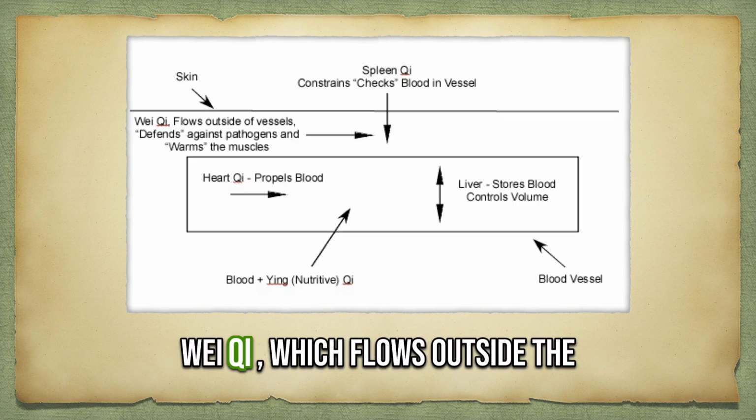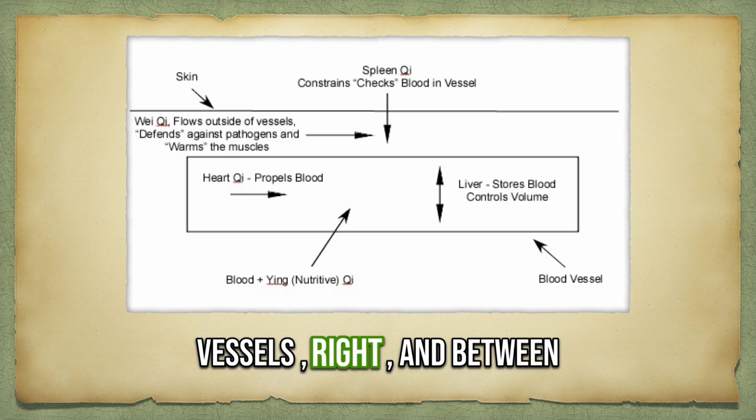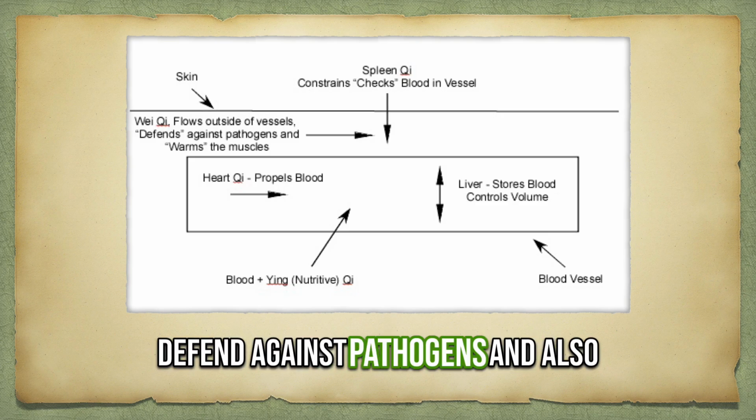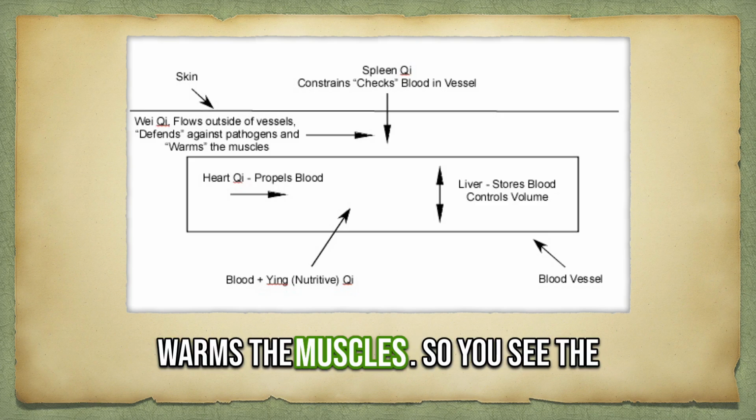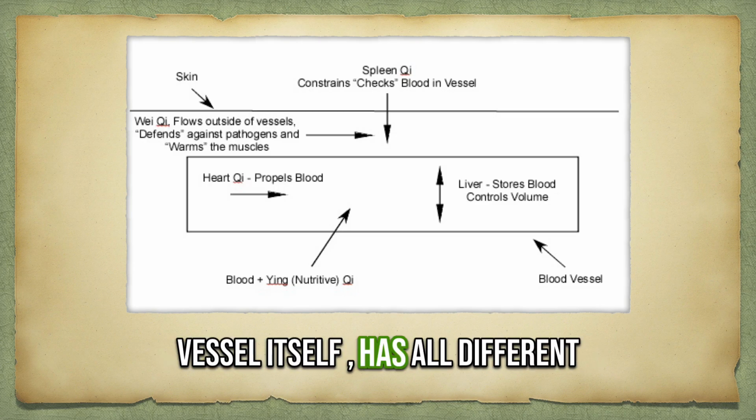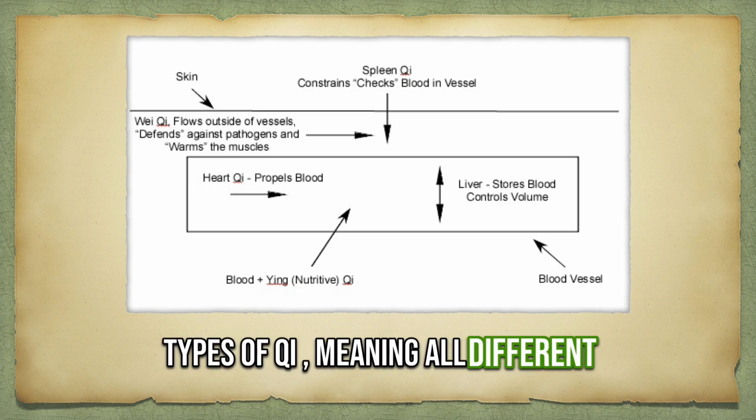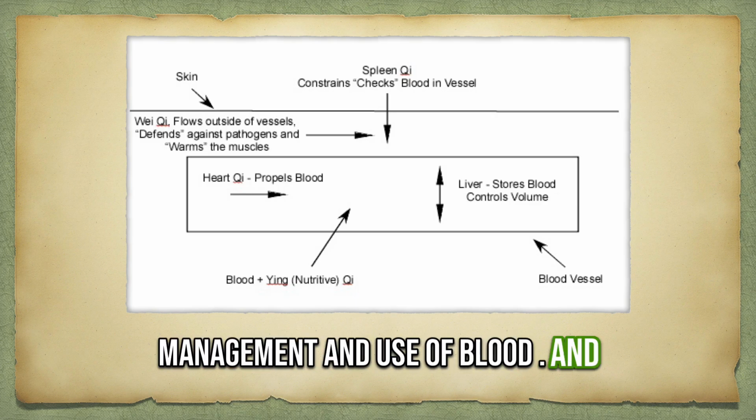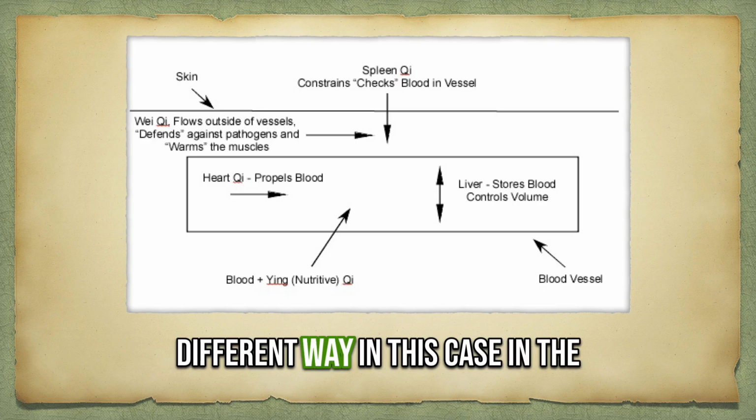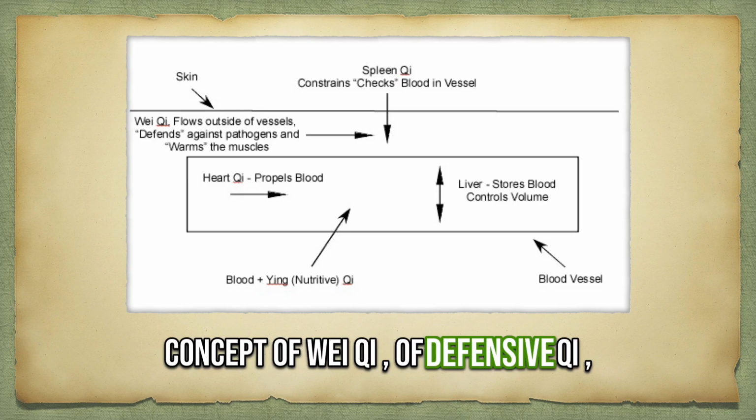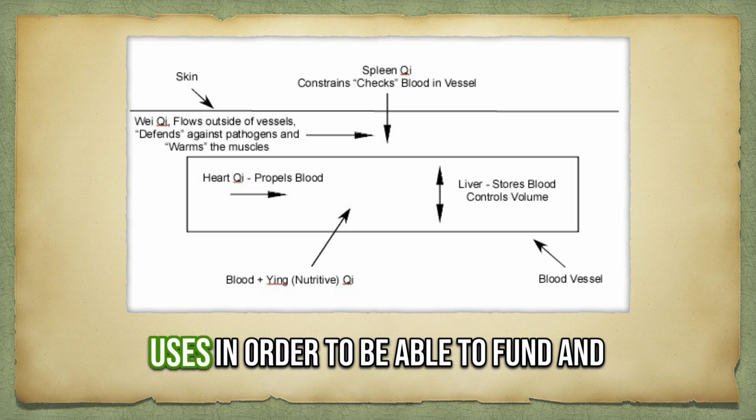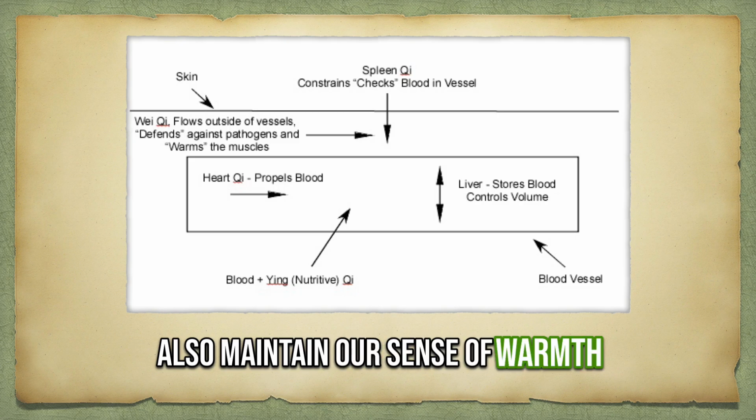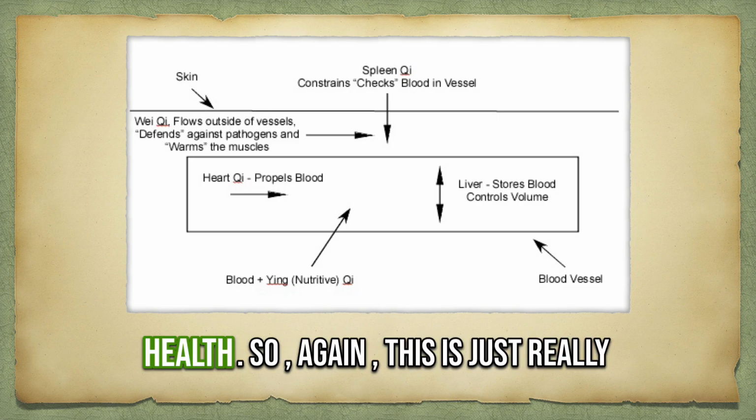Interestingly enough, by the way, wei qi flows outside the vessels, between basically the skin and the vessels. This is a form of qi that's used to defend against pathogens and also warms the muscles. So you see the vessel itself has all different types of qi, meaning all different functions related to its management and use of blood. And then you see qi used in a completely different way, in this case in the concept of wei qi, defensive qi, which is the energy that the body uses to fund and make work our immune system and also maintain our sense of warmth and to maintain life and health.